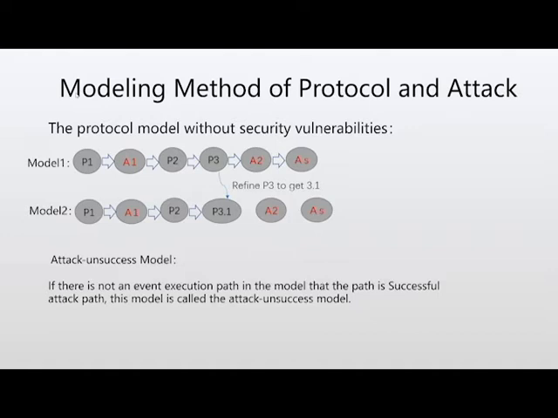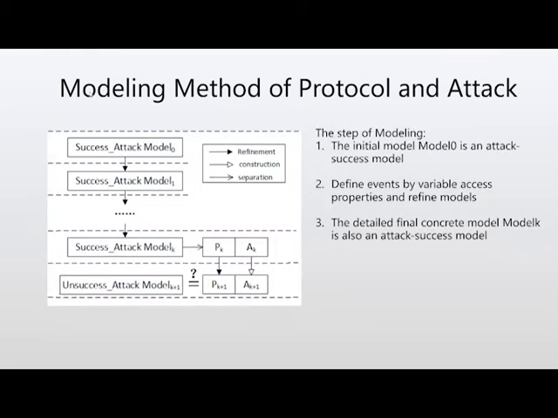After we have established an attack unsuccess model that truly reflects the attacked protocol, what we need to do is to develop patches or implement patches on this model, as shown in the PowerPoint. After P3.1 is obtained by refining P3, the model 2 is obtained, which means that the event AS cannot be triggered, and model 2 is an attack unsuccess model. To sum up, our modeling method can be summarized as follows. In the first step, the initial abstract model represents the attack success model.